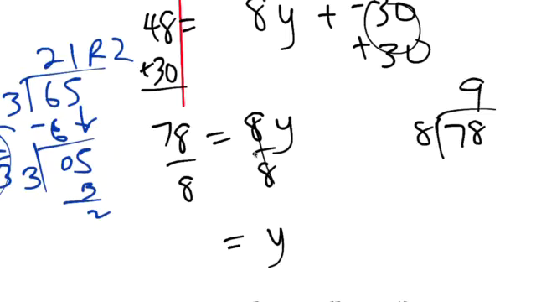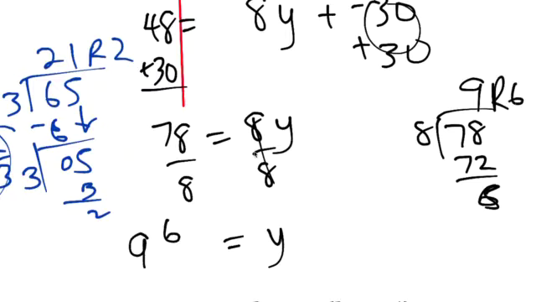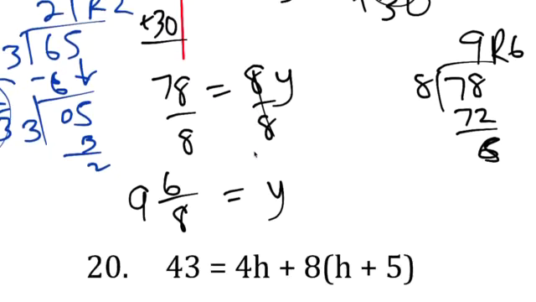Nine times 8 is 72, remainder of 6. So your answer is 9, remainder 6 over 8, which can be reduced. Divide them by 2, and you get y equals 9 and 3/4.